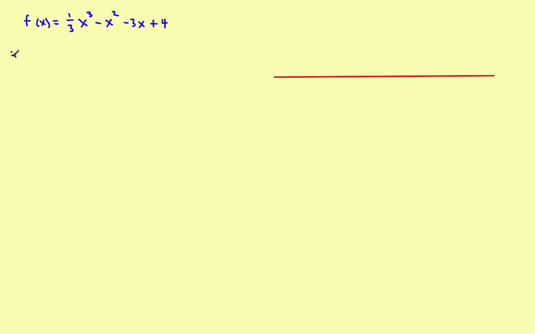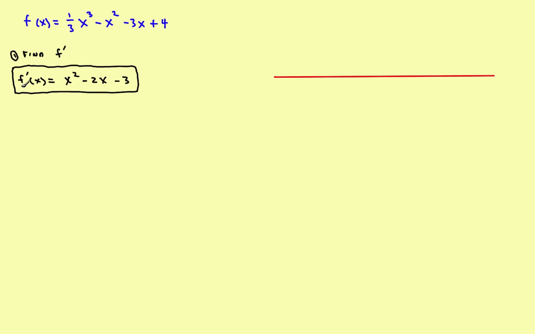Step number 1, find f prime. You want the first derivative. So in this case, the first derivative would be the following. I'll have f prime of x is equal to, now when you find the derivative of this, use the power rule. If I bring the 3 down, this will turn into x squared. The derivative of this would be minus 2x, and the derivative of this would be minus 3. So what this does, this gives me the first derivative. So there's the first derivative.